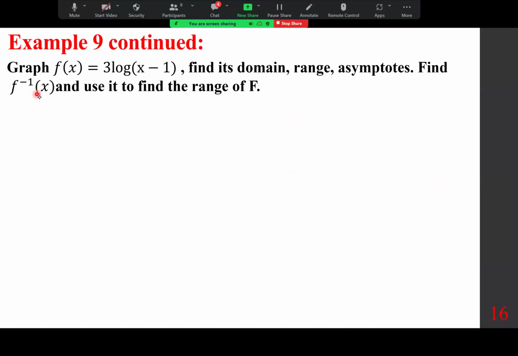All right, for this function, we want to find the inverse, f inverse of x. Therefore, given f of x, let's change the name to y to make it easy to work with. Y is 3 log x minus 1. Interchange x and y. So this becomes x, this becomes y. And right here we have the inverse. However, we are going to solve for y.